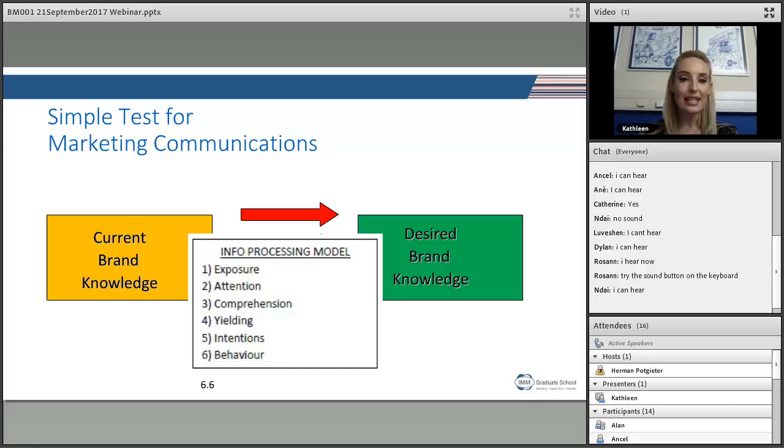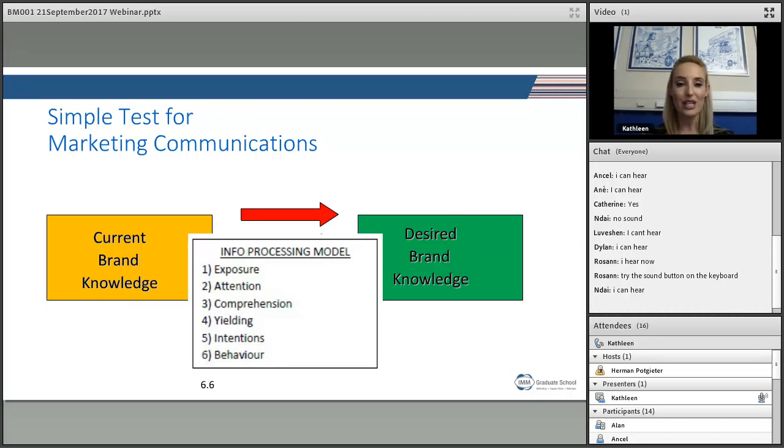So we have a simple test for our marketing communication campaign. How do I know if it's been effective or not? Basically, we have a starting point, which you will see here as current brand knowledge. I will test my customers. What do they currently know about my brand? What are their judgments, their feelings, their perceptions, their expectations? And then I will set a goal, which will be my desired brand knowledge. What would I like them to know, think, and feel about my brand?